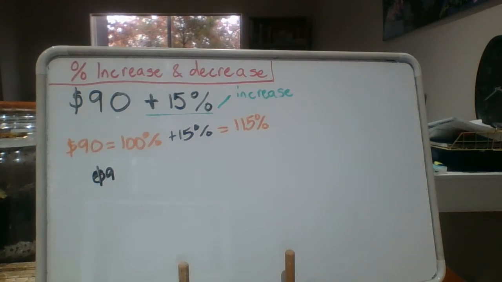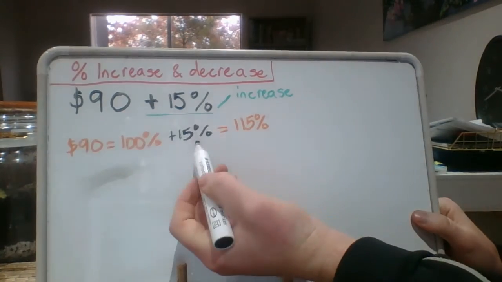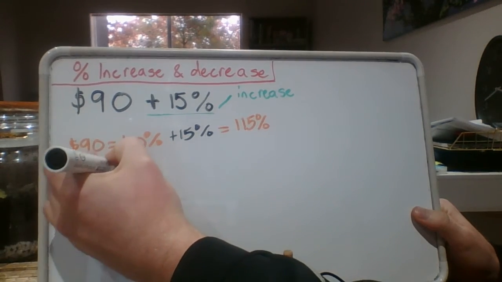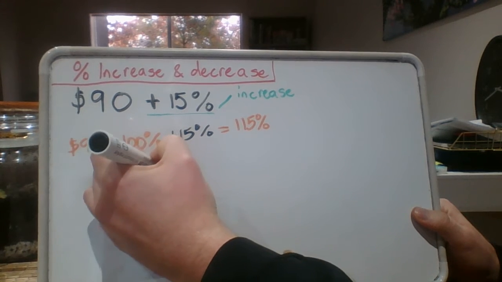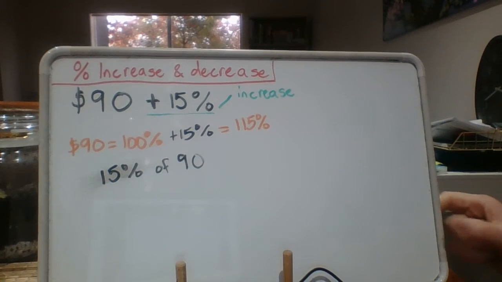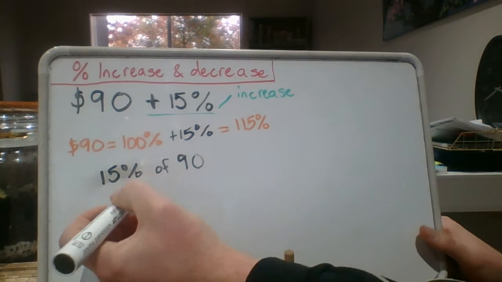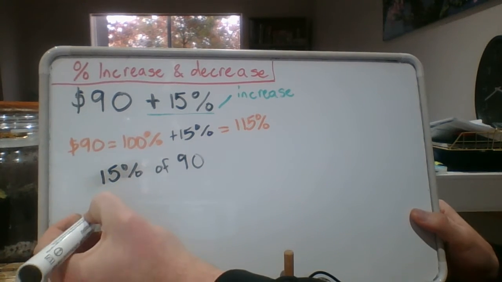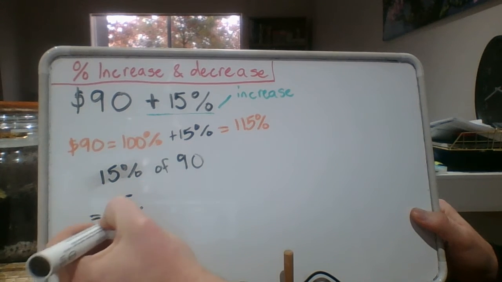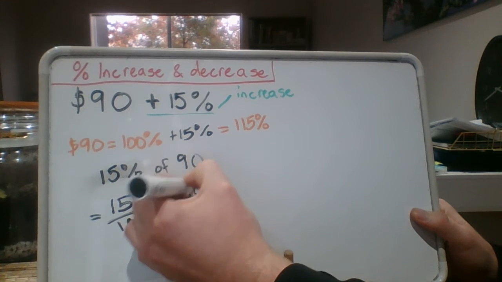In fact, let me change that. What we're going to do is find what this 15% is to add on. So here I've got $90. I need to find 15% of 90. And there's a couple of pretty simple ways to do that. You can use a calculator where you type in 15% times 90, or we could represent this as a fraction. I could say this is 15 hundredths, and we'd multiply this by 90.